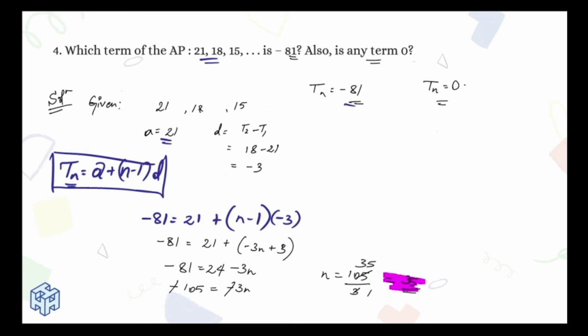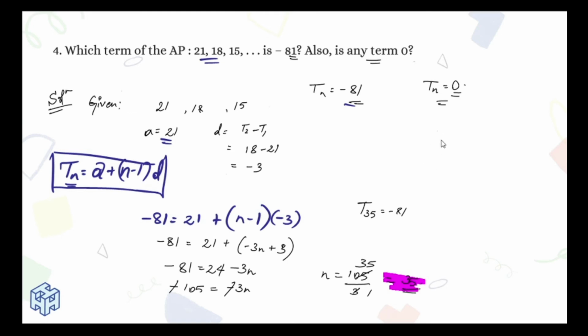Tn, where n is equal to 35, will give us minus 81. Okay, so T of 35 is equal to minus 81. Fine. Now they are asking us to find any term which has 0.